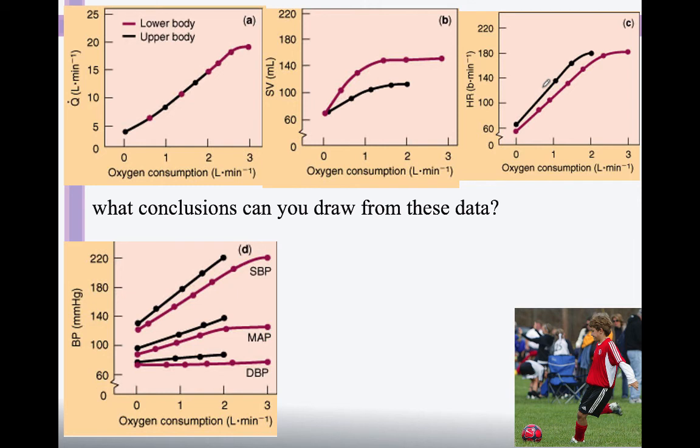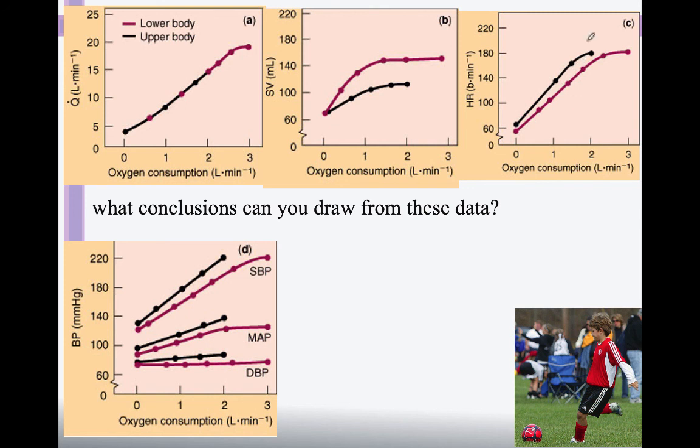These data just show a comparison between lower body and upper body exercise, and you can see that Q is roughly the same. The stroke volume for upper body exercise is actually less than the stroke volume for lower body exercise, and that's because less of a muscle pump. Less muscle mass, less muscle pump, the venous return won't go as high. In order to try to make up for that, the heart rate has to be higher during upper body exercise.